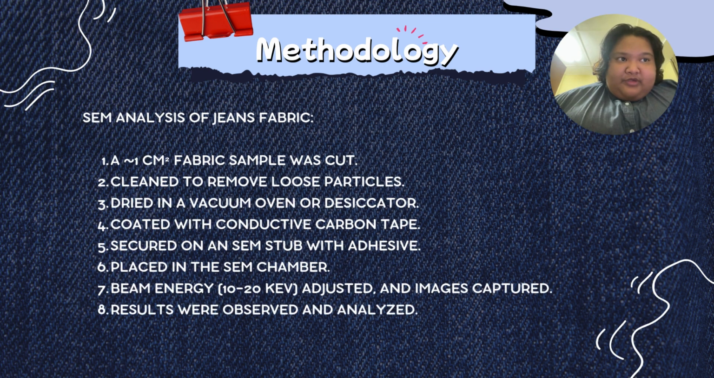Okay, so next we move on to the SEM analysis of jeans fabric. First, an approximately 1 centimeter square of fabric sample was cut, and then the sample was cleaned to remove loose particles. After that, the sample was dried in a vacuum oven or desiccator. Next, the sample was coated with a conductive carbon tape. After that, the sample was secured on a SEM stub with adhesive, and then the sample was placed in the SEM chamber. After that, the beam energy around 10 to 20 keV was adjusted, and the images were captured. Lastly, the results were observed and analyzed.